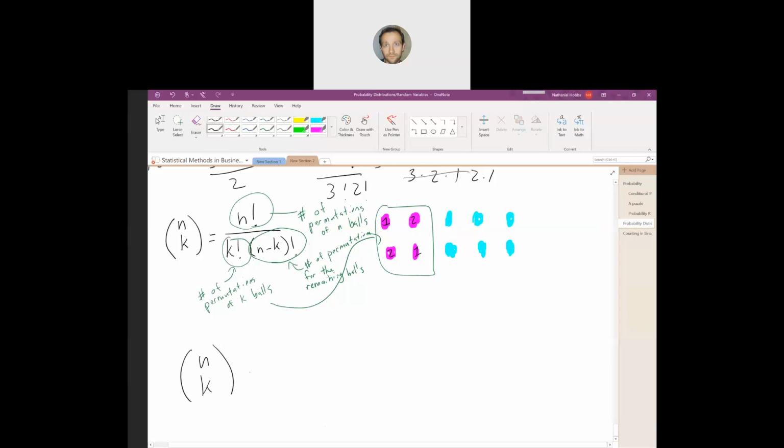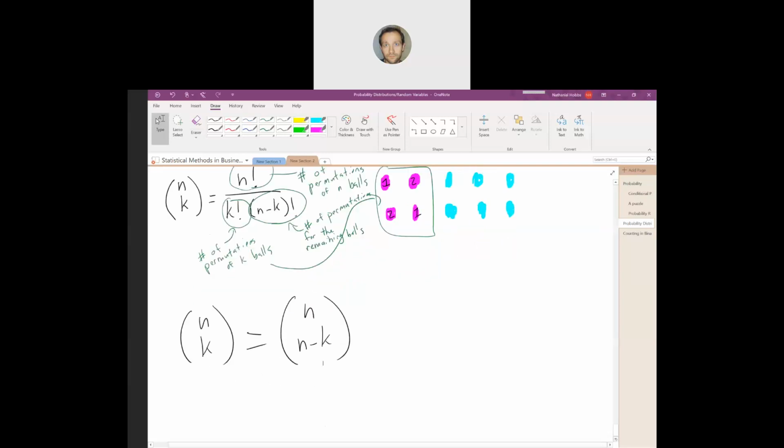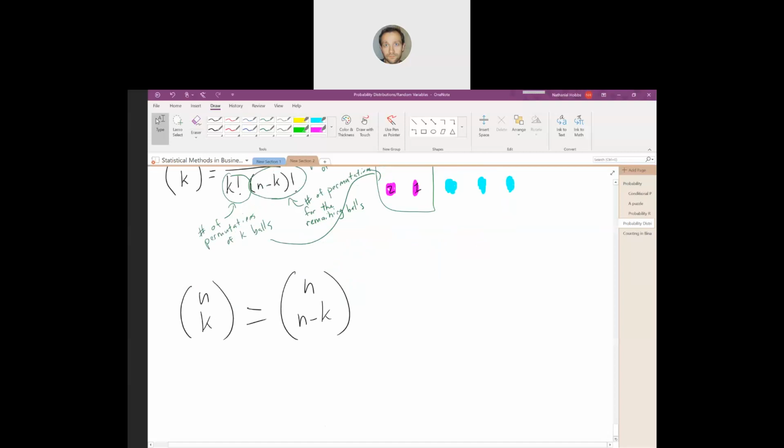But n choose k, I'm just curious, equals n choose n minus k. This is true. This is a fact. Why is this true? Can anybody think about it? I'll give you a couple seconds. I promise you it's true. But can you think of a reason why this is true? Nobody. Okay, this isn't a big deal. Sometimes it can help to flip your thinking.